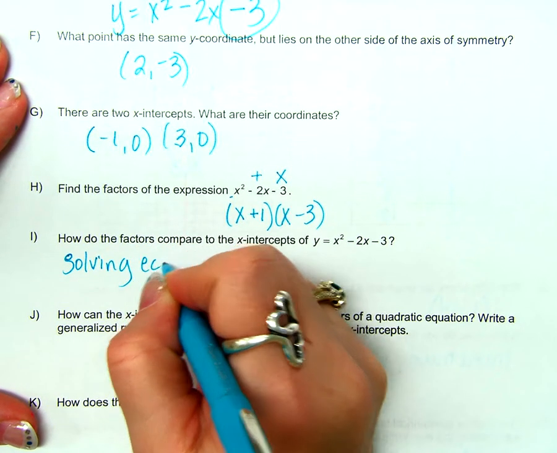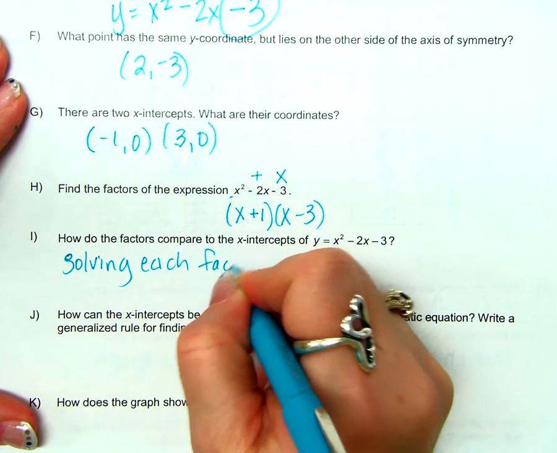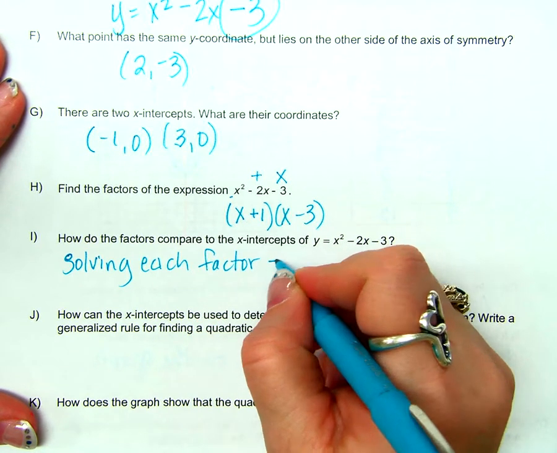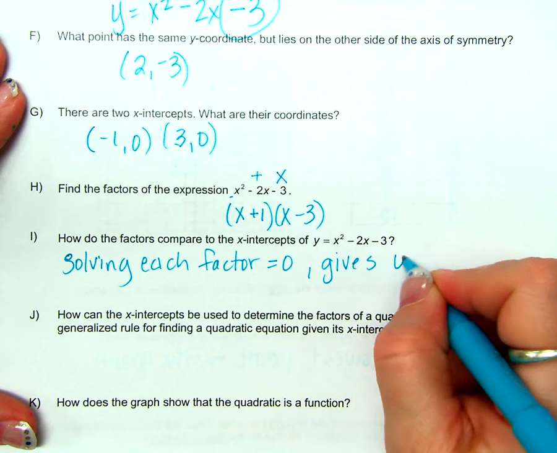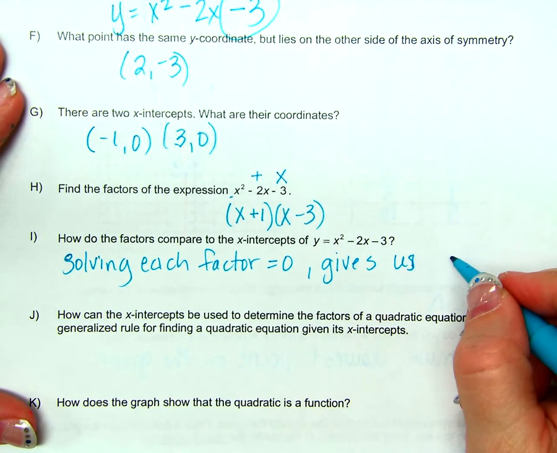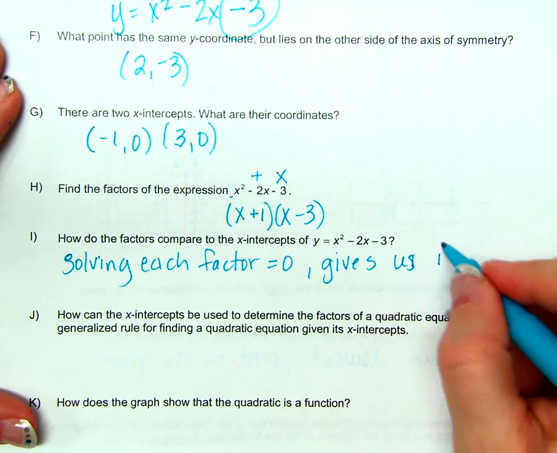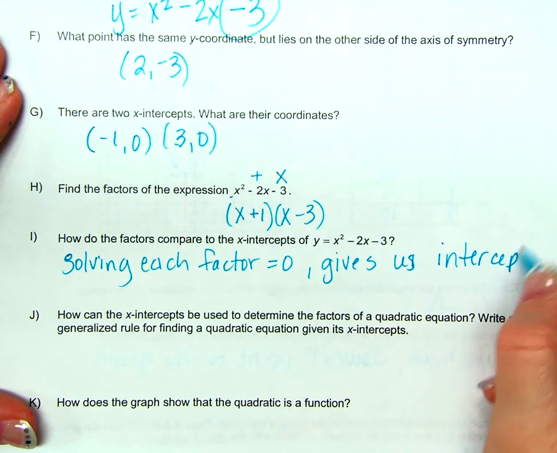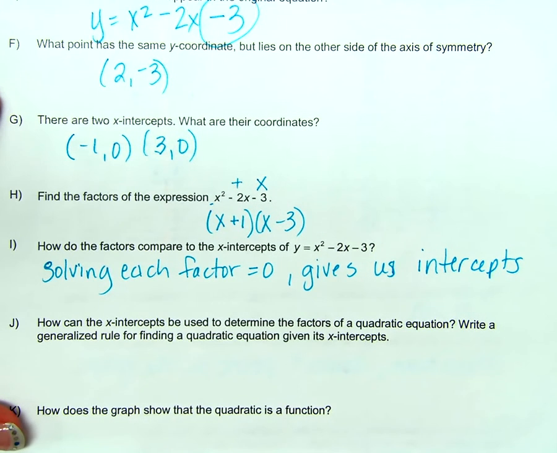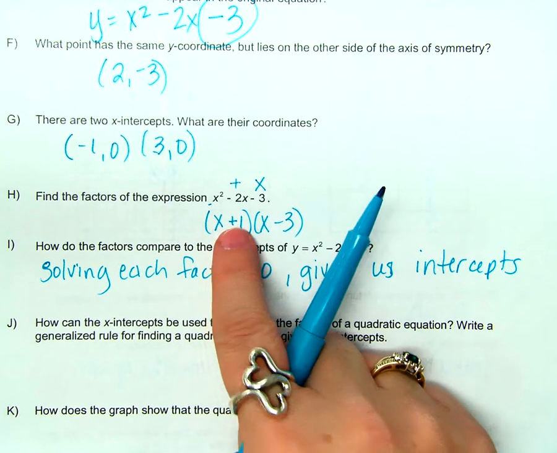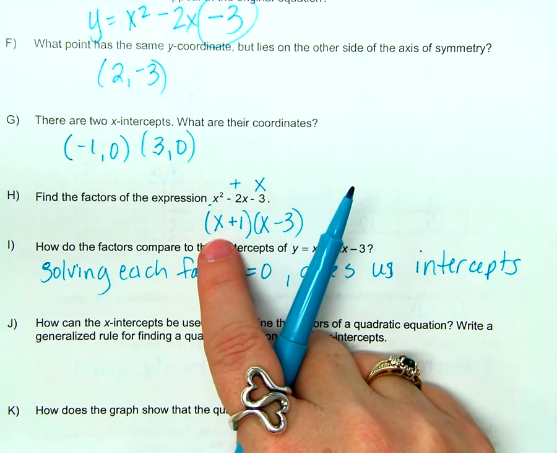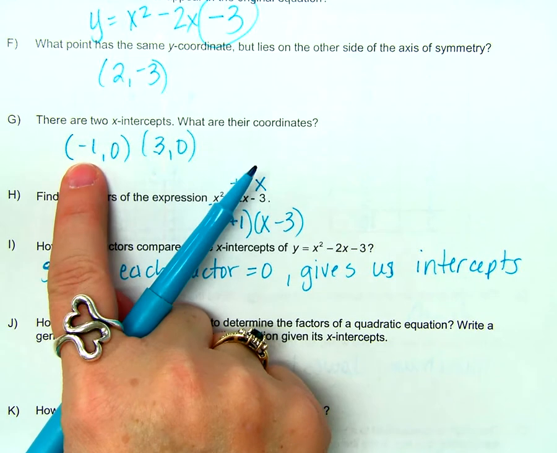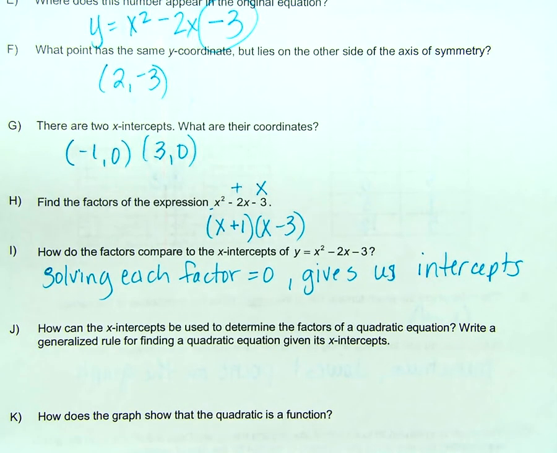Solving each factor equal to 0 gives us what? The intercepts. Right? If I set this factor equal to 0, x plus 1 equals 0, solve for x. Subtract 1 from both sides, x equals -1. Doesn't the x coordinate have to be -1? You know what I meant. Thank you very much.